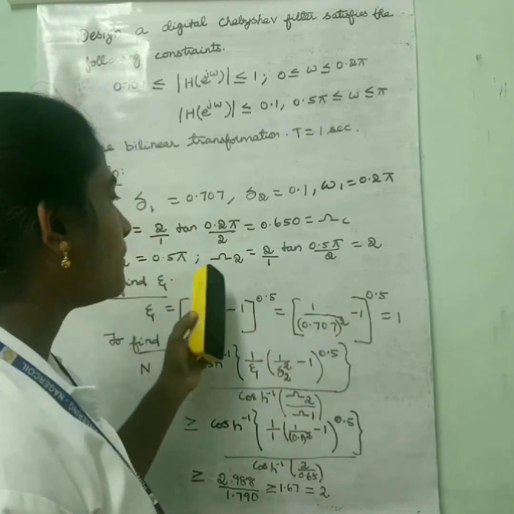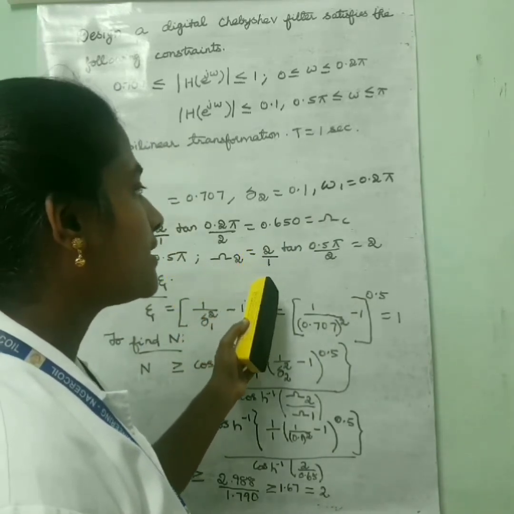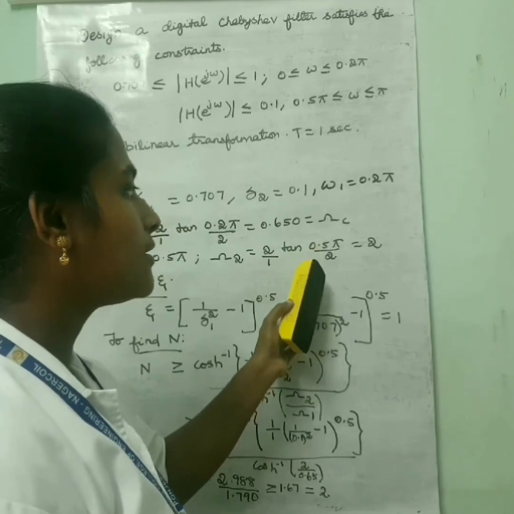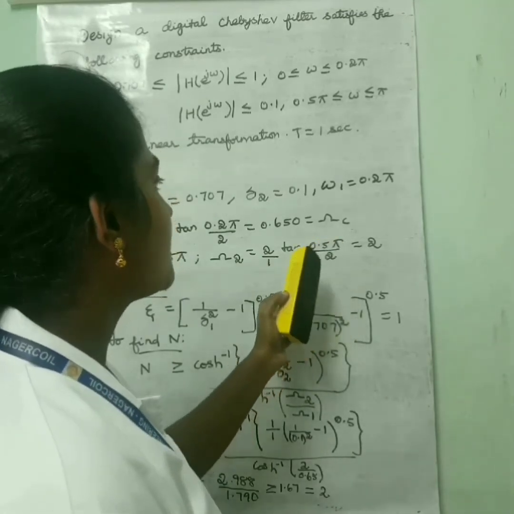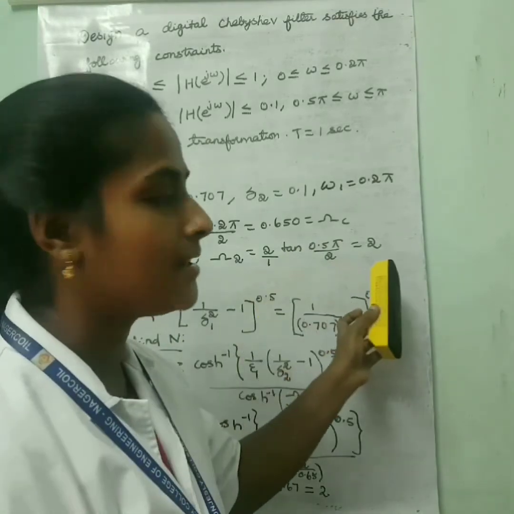Similarly we have to find omega 2, that is 2 by t into tan omega divided by 2. In the omega place you write 0.5 pi, that is given in the question. So omega 2 value is 2.